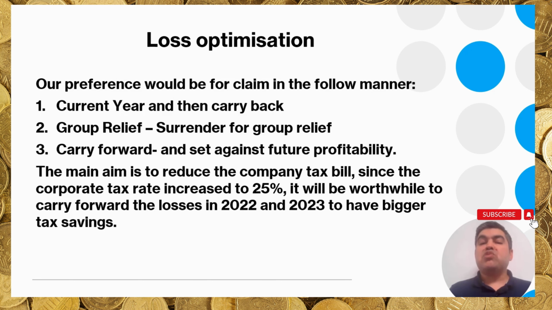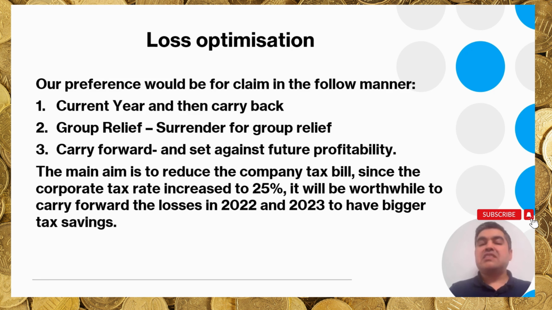Our preference would be to claim in the following manner: current year first and then carry back, or group relief, surrender for group. First, we need to see if we can use it against the company's own profit, and then think of group relief or carry back. With the carry back, you will have a tax refund because you already paid tax in the previous year. This year you made a loss, so you can carry back and ask for a tax refund. The other option is group relief, surrender for group relief, or carry forward and set against future profitability. The main aim is to reduce the corporation tax bill.